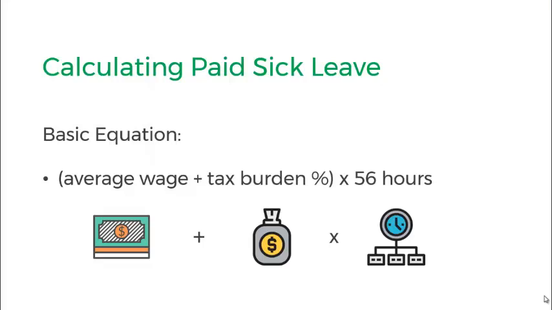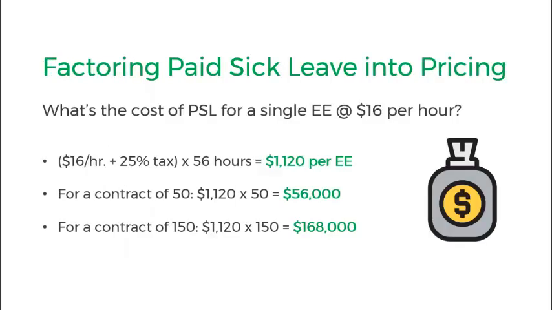You take the average wage on the contract and add in the tax burden because that'll have to be paid out when you pay for the sick pay, and then times it times 56 hours, and that'll give you a per employee cost. So now let's put that equation into context. Say we had a contract where the average wage was $16 an hour, and we have a 25% tax burden on average. So we times that times 56 hours and got $1,120 per employee. And as you can see, for a 50-person contract or a 150-person contract, that's what the first year's cost for paid sick leave would basically average out to.